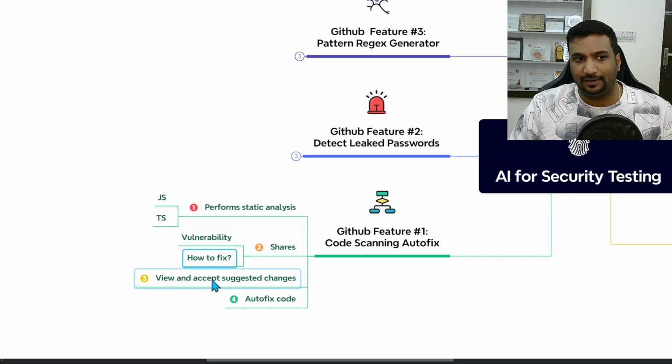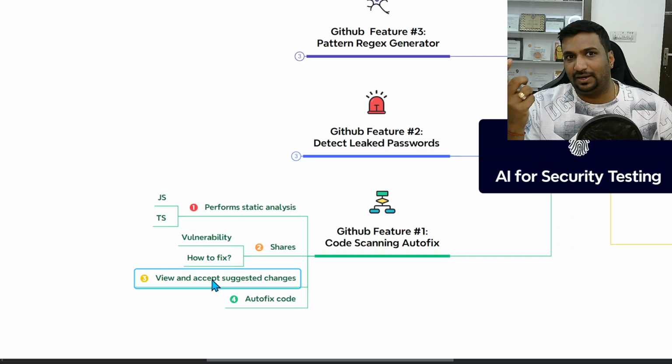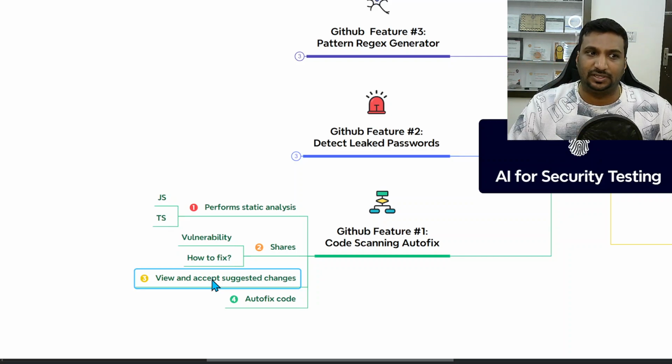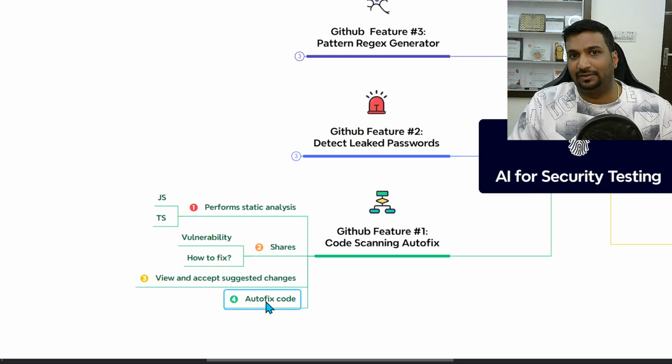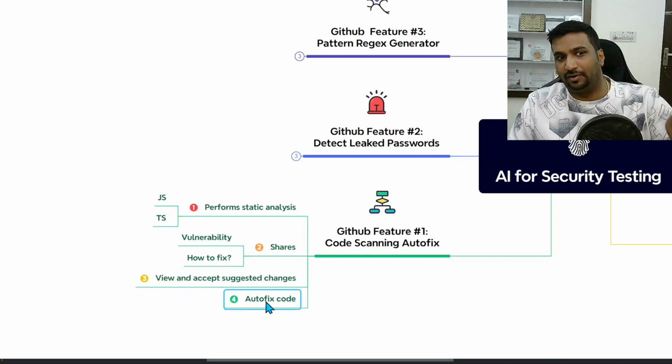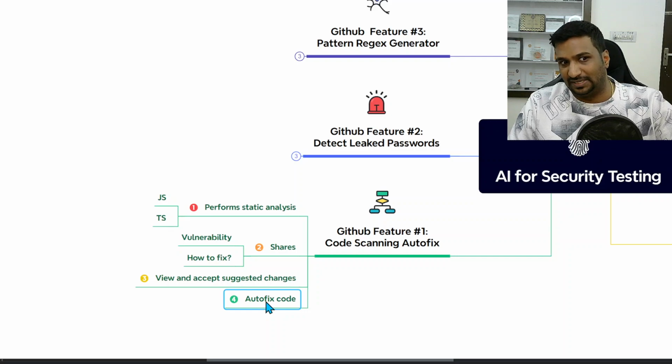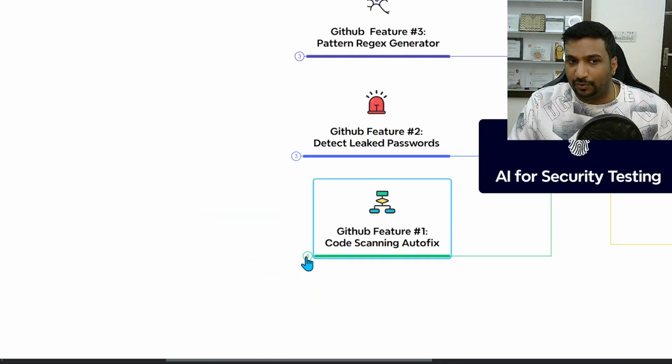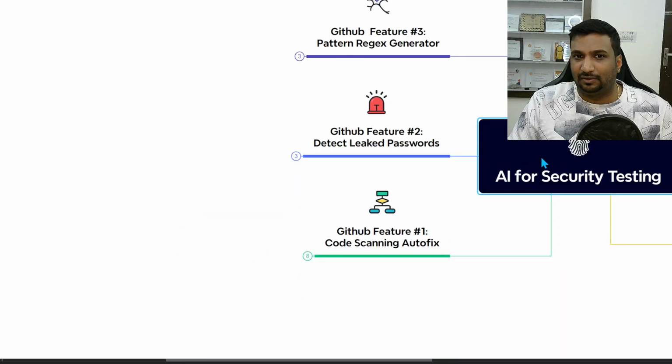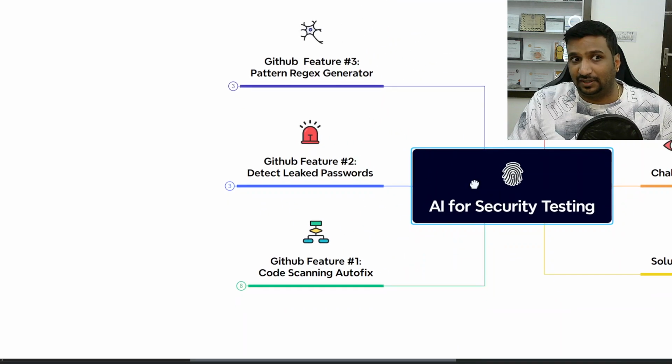So there's a list of them, and an engineer just has to go see and accept the changes. Those accepted changes are incorporated into your code base, and the autofix is done. This is one powerful use case where it works directly as a security assistant for you.